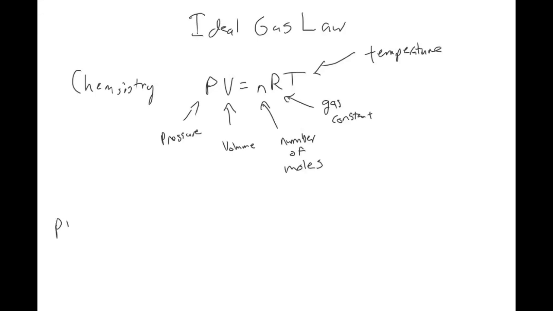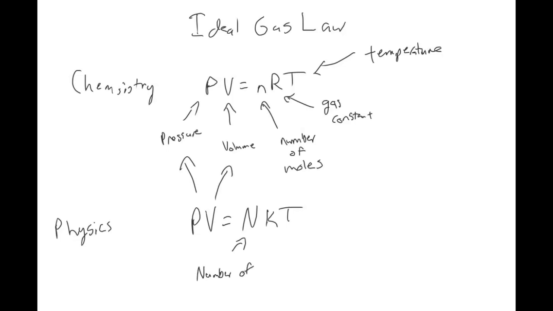So the one for physics looks similar, but a bit different. So the left side is still the same, but now the right side, N, is the number of atoms or molecules of the gas. K is the Boltzmann factor, so it's just a constant, that I do not remember off the top. We'll do that on the next slide. And then T is still the temperature.